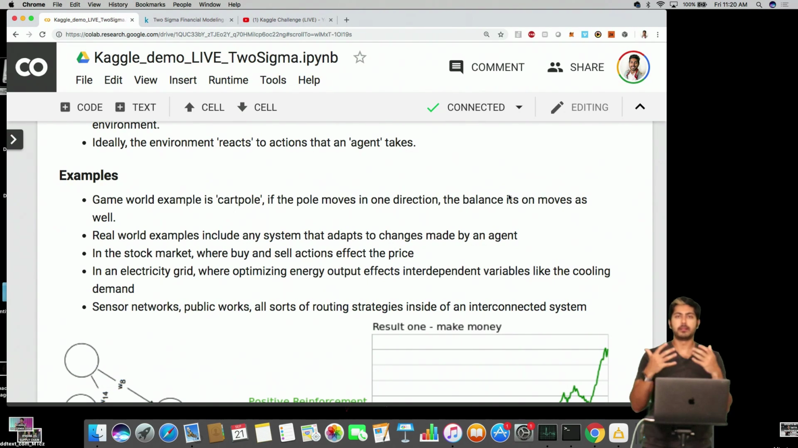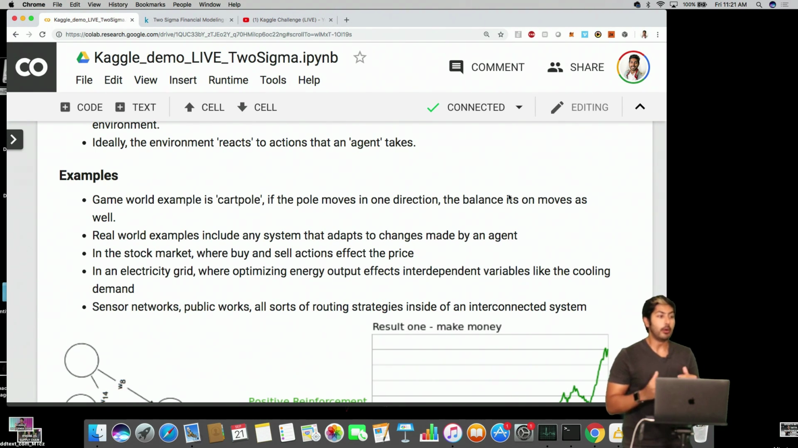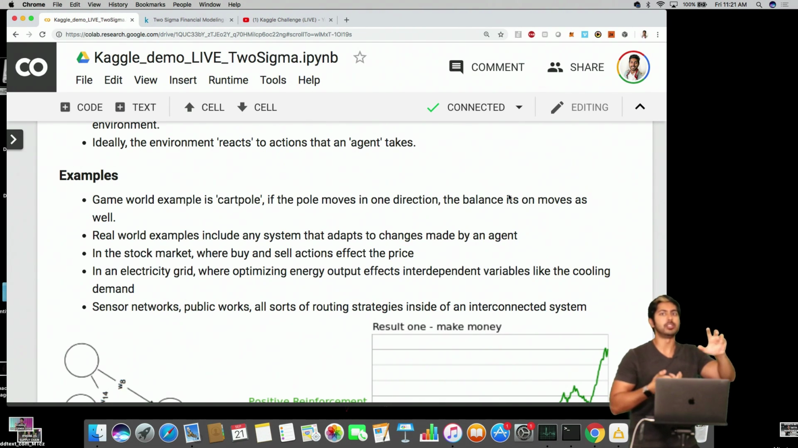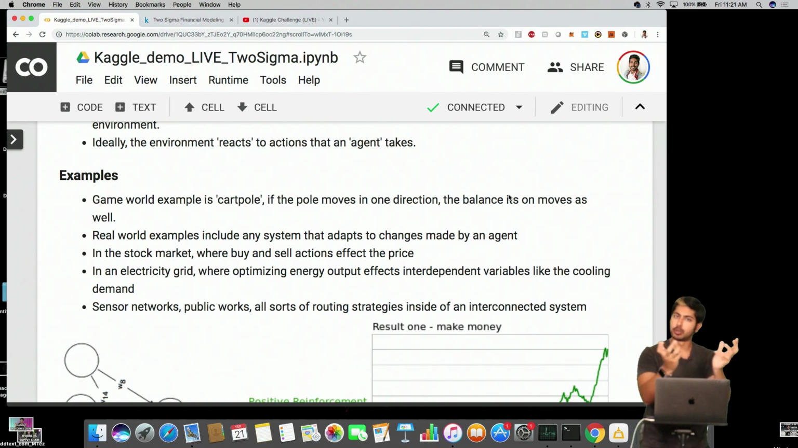Well, the stock market could be one where a state will change, because the state is the account balance. If you have an account balance, when an agent makes an action like buy, sell, or hold, the balance will change. Or if we want to get more meta, then the entire stock market will change. So if an agent makes a trade, then the market will change, right? So that is a reactive environment.